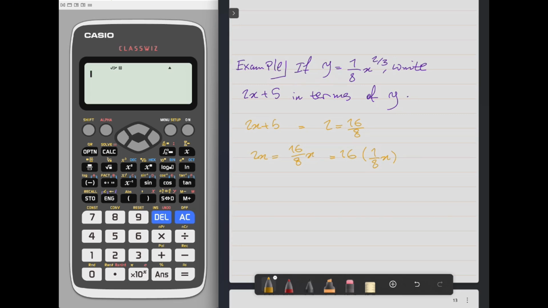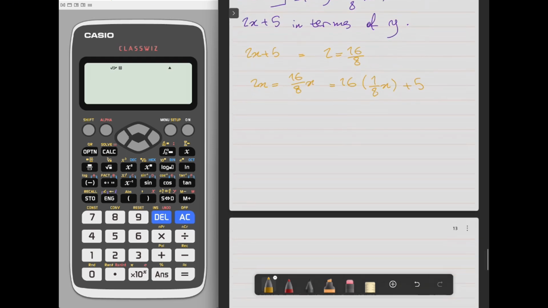So I have come so good so far, like plus 5. Let's not forget the plus 5 here. I have 1 over 8x. It was very good till here. But what do I do about the power of 2 over 3? Oh, this is horrible. What can I do here?